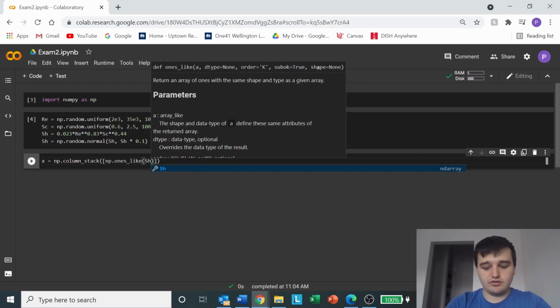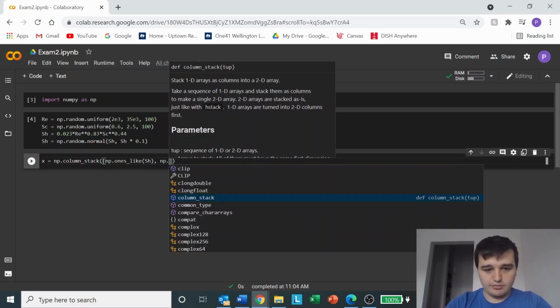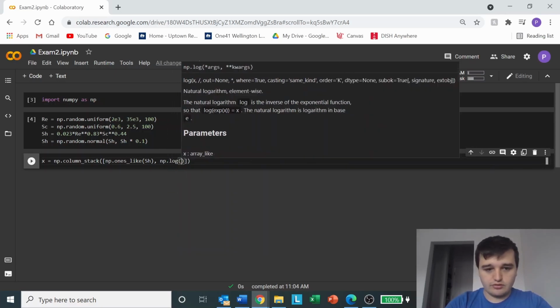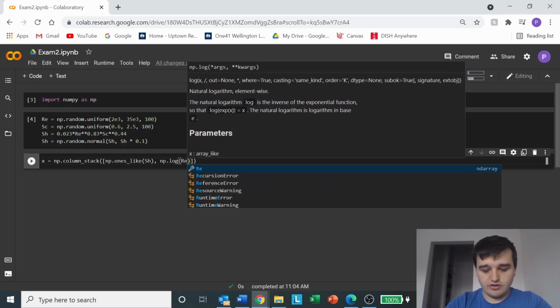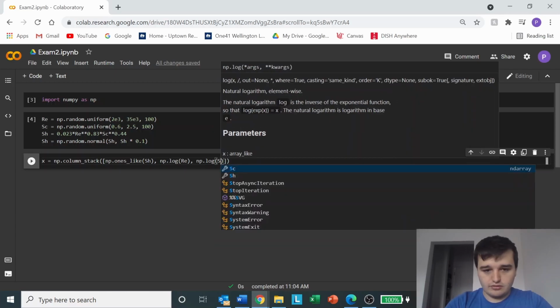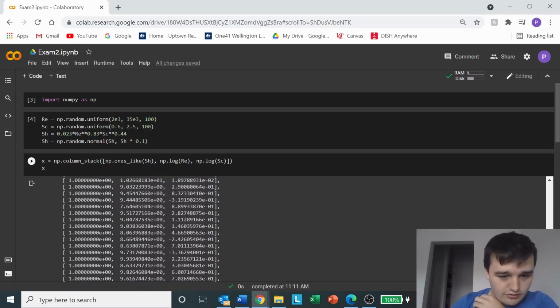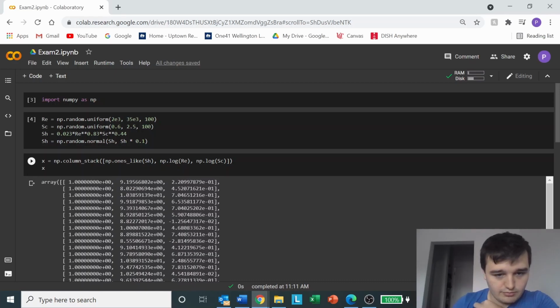So that creates a stack of ones based on the dimensions of the Sherwood number. And then we also want to create stacks of np.log, which takes the natural log, and we want the Reynolds number followed by the Schmidt number. So np.log of the Schmidt number as well. Okay, so this is what it looks like. These are possible values of the Sherwood, Schmidt, and Reynolds numbers. So we have ones, followed by the natural log of the Reynolds number, and the natural log of the Schmidt number.